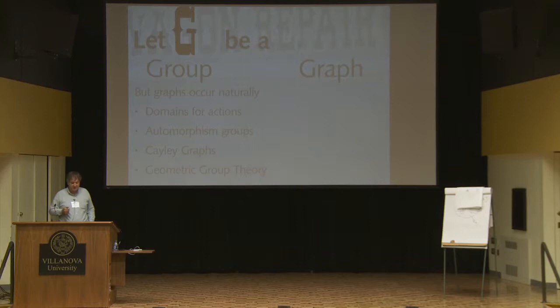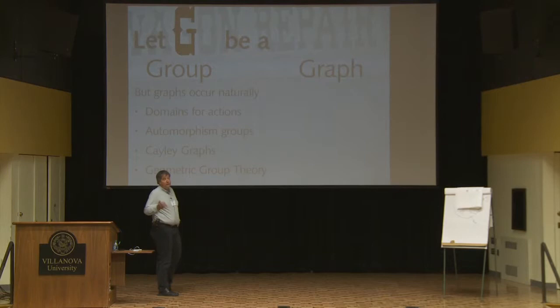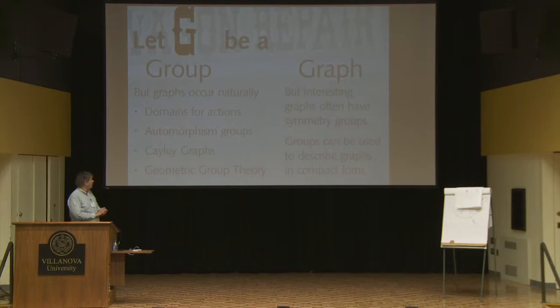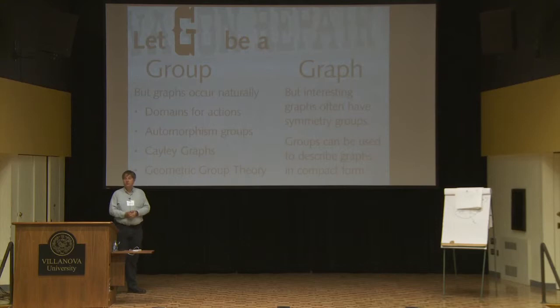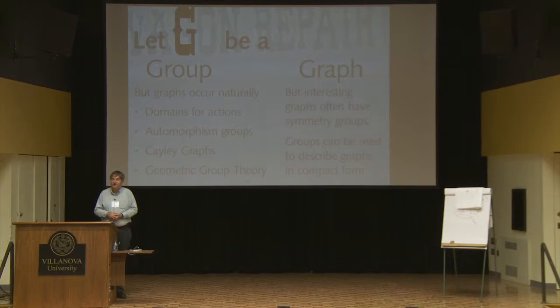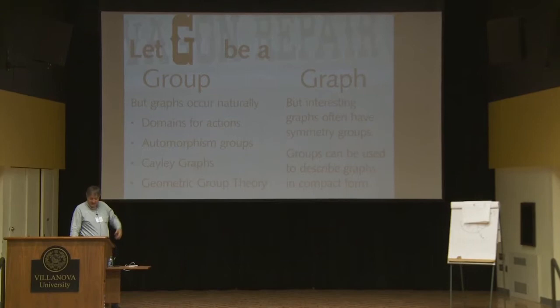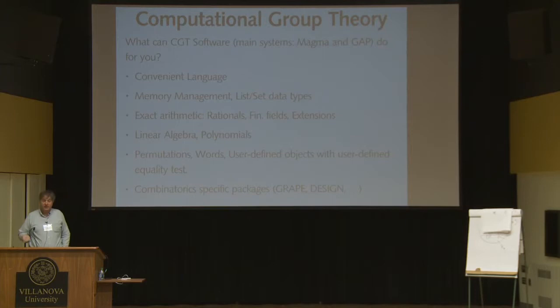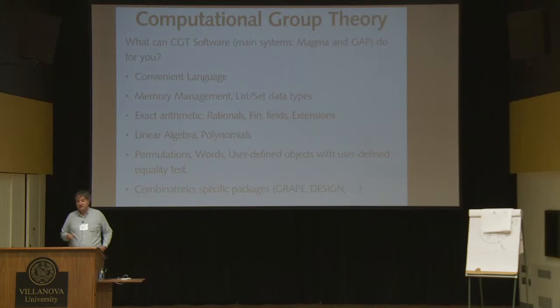We have seen Cayley graphs. And there is a whole area of group theory called geometric group theory, which basically deals with the geometry of Cayley graphs. Vice versa, if you come from graph theory, interesting graphs often have non-trivial symmetry groups. Sometimes my personal criterion for a graph being interesting is that it has a non-trivial symmetry group. And groups can be used to describe graphs in compact form. As I said, I come from computational group theory. In this talk I want to tell you a little bit about computational group theory, in particular software, and try to persuade you that this is something useful to have, which will help you also in calculations in algebraic combinatorics.